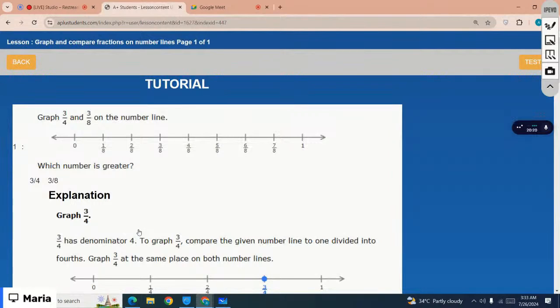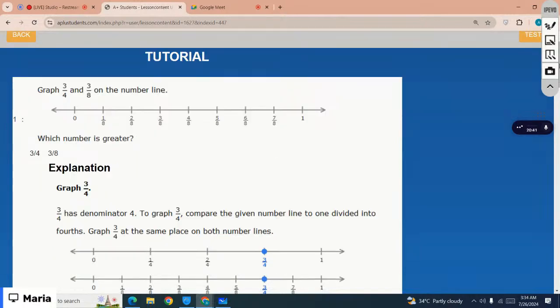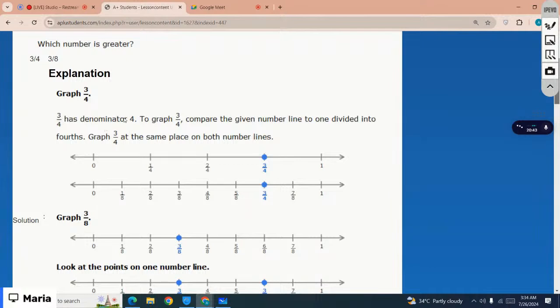Okay, graph 3 over 4 and 3 over 8 on the number line. So 3 over 4 means the denominator is 4, right? So that means the number line is divided into 4 parts. 3 by 4 has denominator 4. So to graph 3 by 4, compare the given number line to 1 divided into 4. You have 0, 1 by 4, 2 by 4, 3 by 4, right?